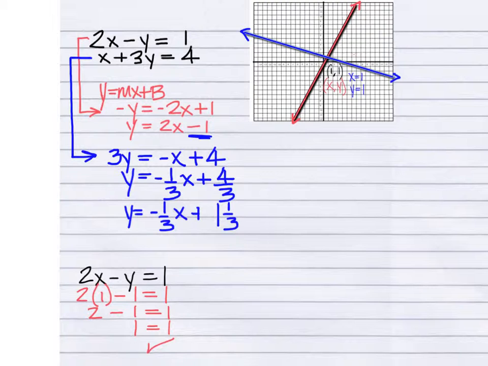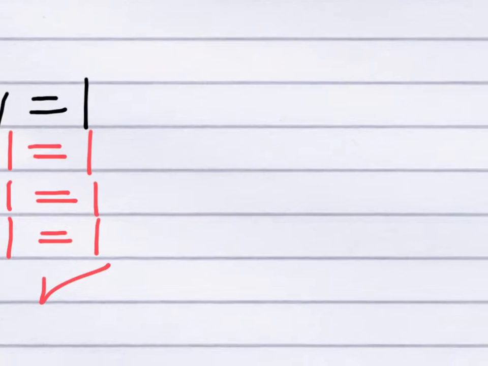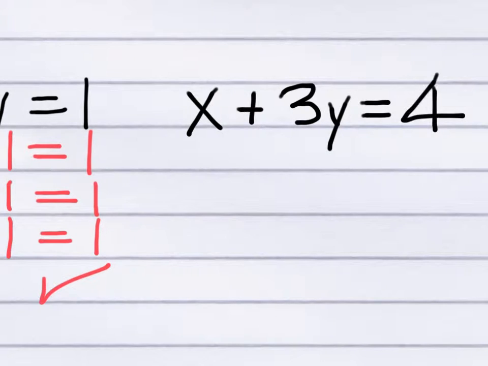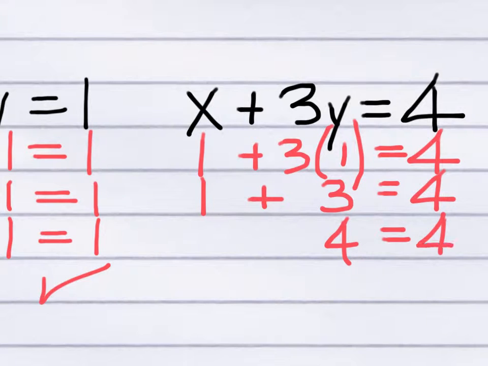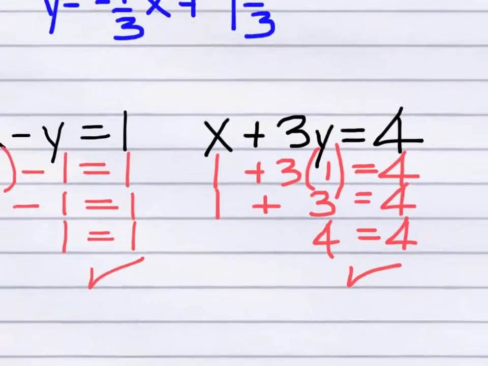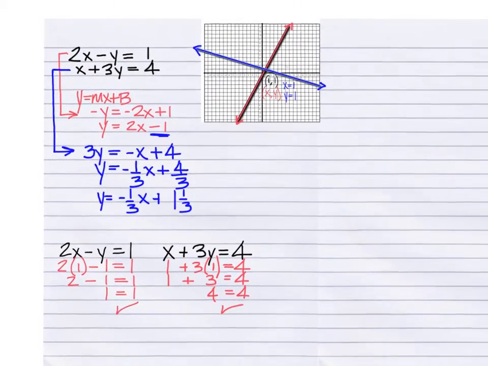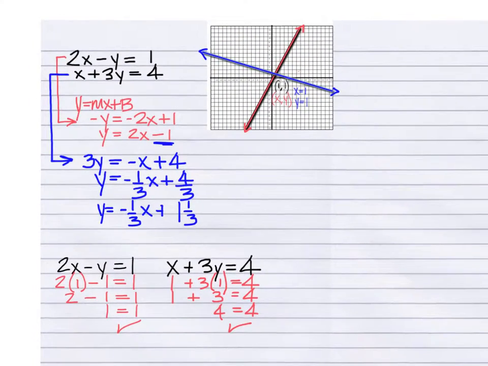x plus 3y equals 4. Plug in 1 for x and 1 for y. 1 plus 3 equals 4. 4 equals 4, so it does work out for both. Therefore, 1, 1 is the solution to that system.